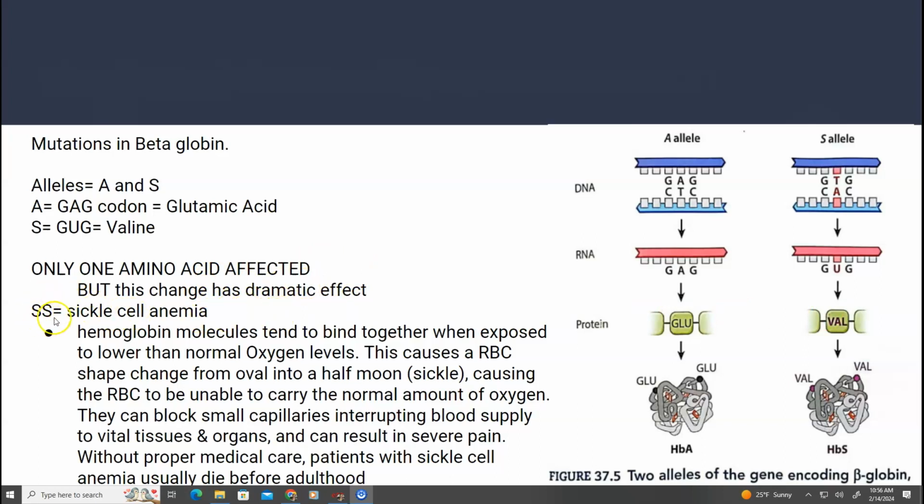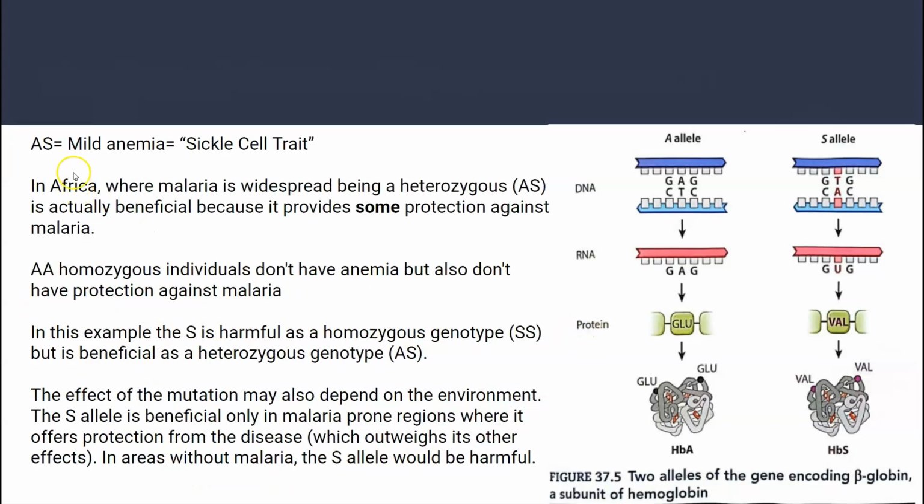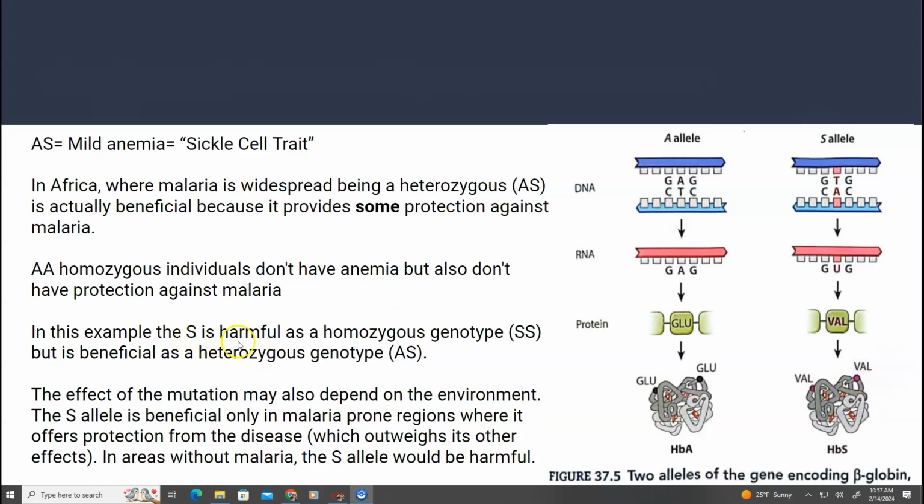If someone is SS, they have sickle cell anemia, but if they are AS, they have what's called sickle cell trait. So in Africa, where malaria is widespread, being heterozygous is actually beneficial because it provides some protection against malaria. A homozygous A individual would not have anemia, but also doesn't have protection against malaria. So in this example, S is harmful as a homozygous genotype, but it's beneficial as heterozygous in this particular environment.